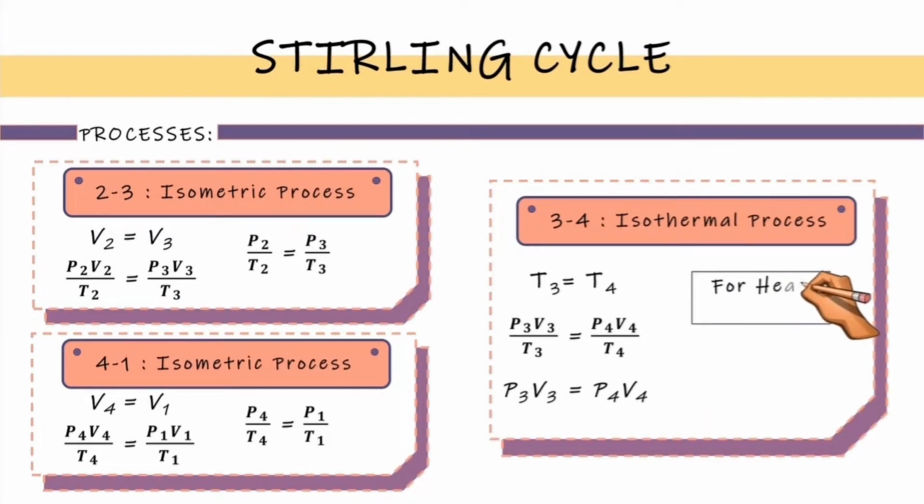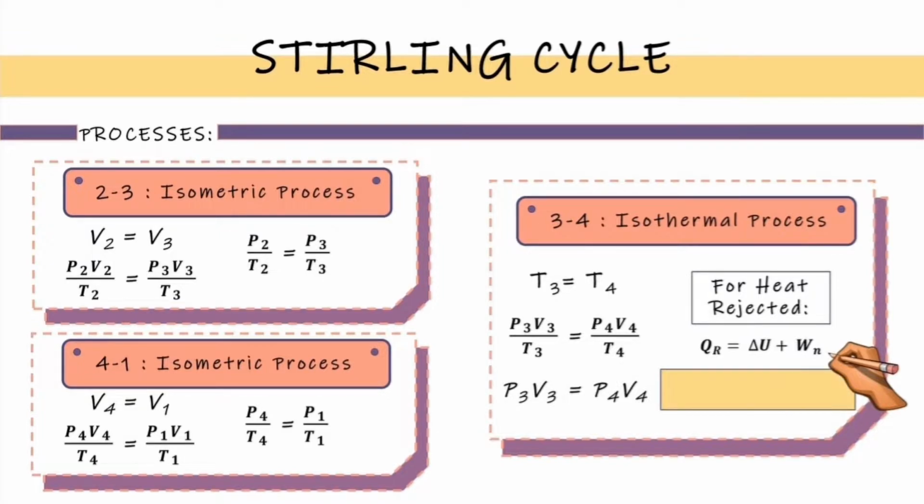For the heat rejected, from the general equation of heat, which is QR equals delta U plus Wn. The process of deriving QR is the same as the process of deriving QA, although we replace the maxima and minima values of the integration with 4 and 3 instead of 2 and 1, since the removal of heat occurs between points 3 to 4. Thus, this will give us a formula for heat, which is QR equals MRT cold ln of V3 over V4, or QR equals PV ln of V3 over V4.